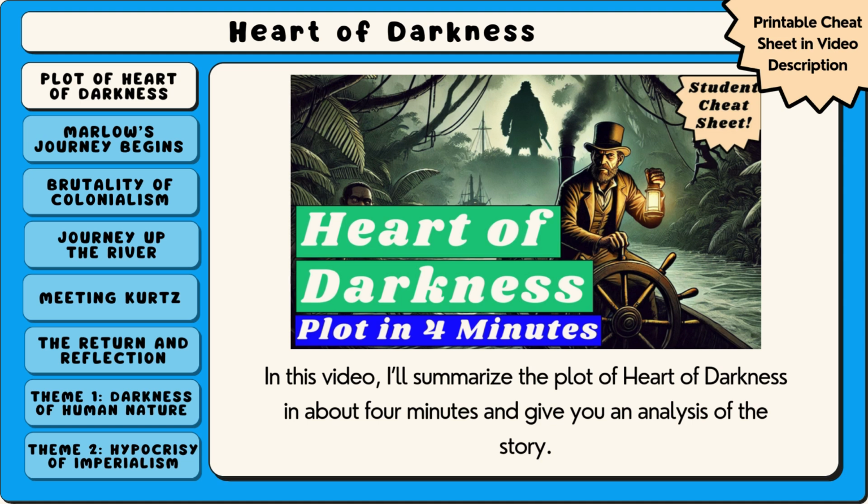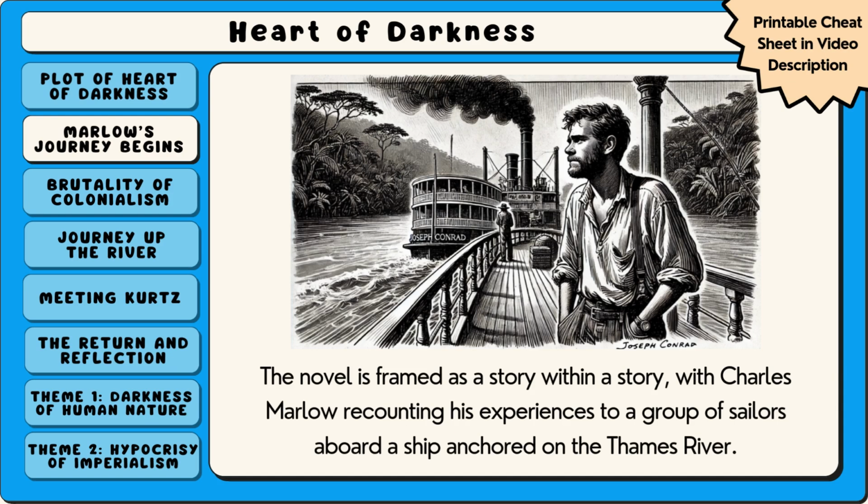In this video, I'll summarize the plot of Heart of Darkness in about 4 minutes and give you an analysis of the story. The novel is framed as a story within a story, with Charles Marlow recounting his experiences to a group of sailors aboard a ship anchored on the Thames River.